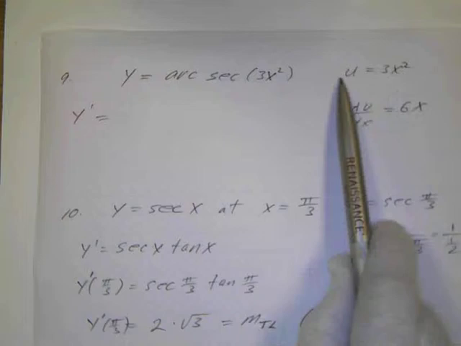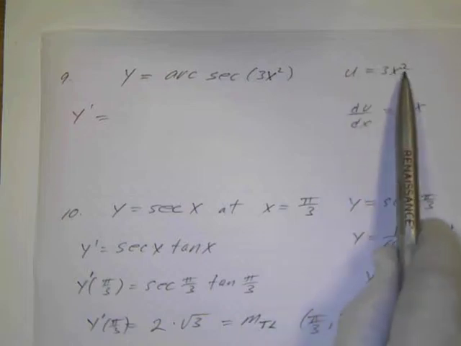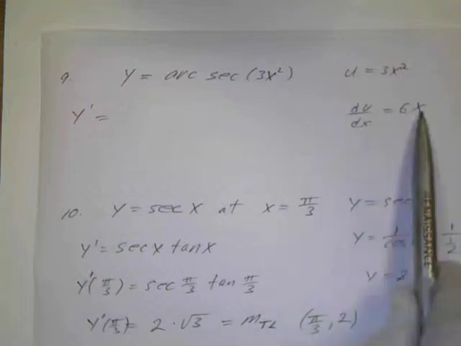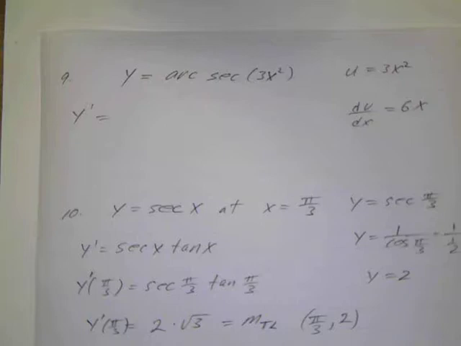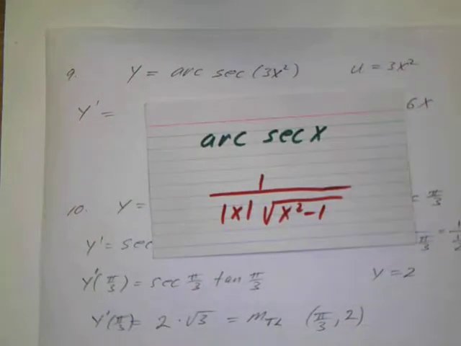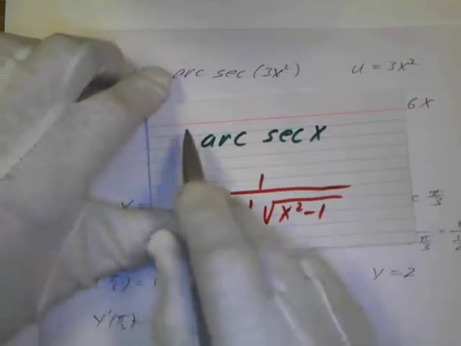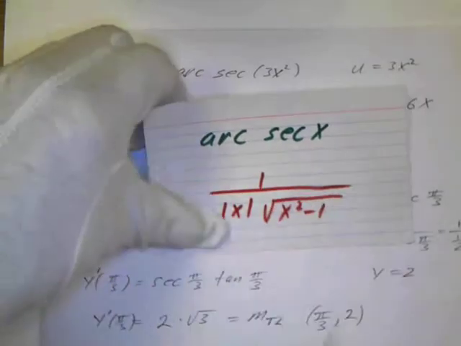This is u, which is 3x squared. du/dx is just 6x. So we have to get out our flashcards again, look at our formulas, and we want the derivative of the arc secant, which I just had out a second ago. There it is. The derivative is 1 over the absolute value of x times the square root of x squared minus 1. So you're going to transfer this over, and again, remember on your flashcards you would have the derivative of that.